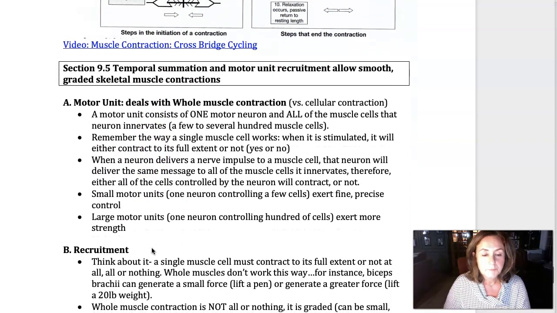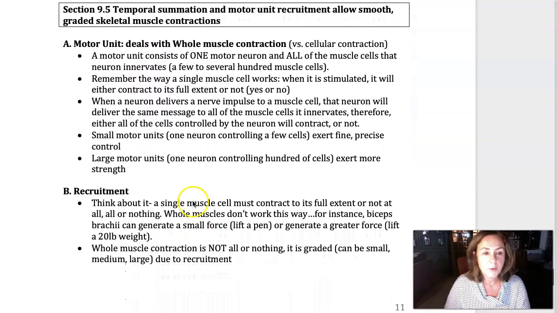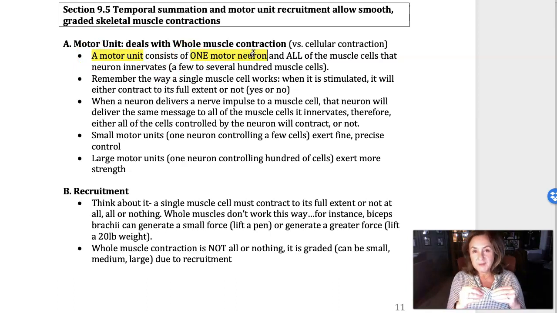motor units. Okay, so you can see the first thing that I talk about when I talk about whole muscle is this concept of motor unit. And so motor unit, by definition, is one motor neuron. And you know how at the end of the neuron it will branch into the telodendria, and then the axon terminals will synapse with muscle cells. So that one motor neuron might synapse with, say, like 200 muscle cells. That's what you call a motor unit. So a motor unit consists of one motor neuron plus all of the muscle cells that that neuron is innervating.